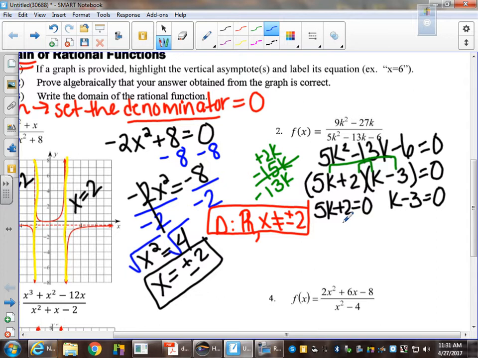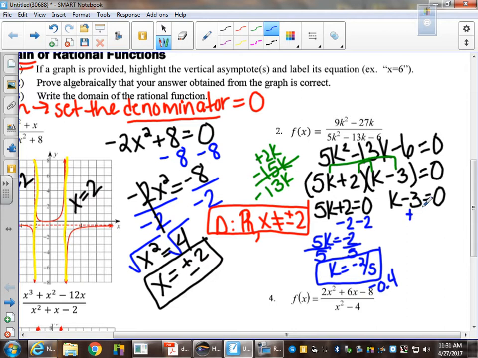In order to solve our first factor, subtract 2. So we have 5k equals negative 2. Divide by 5. K equals negative 2/5. If you put negative 0.4, that's okay as well. Here we're going to add 3. So we have k equals 3. So our domain, all real numbers, x cannot equal negative 2/5 or 3.